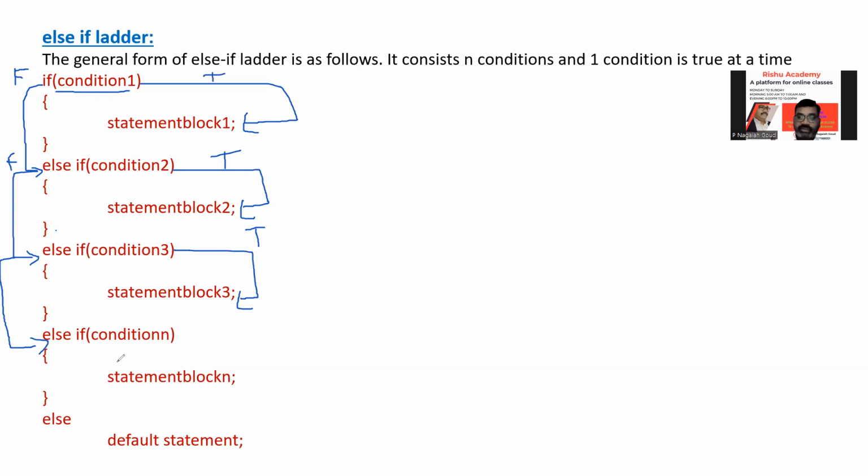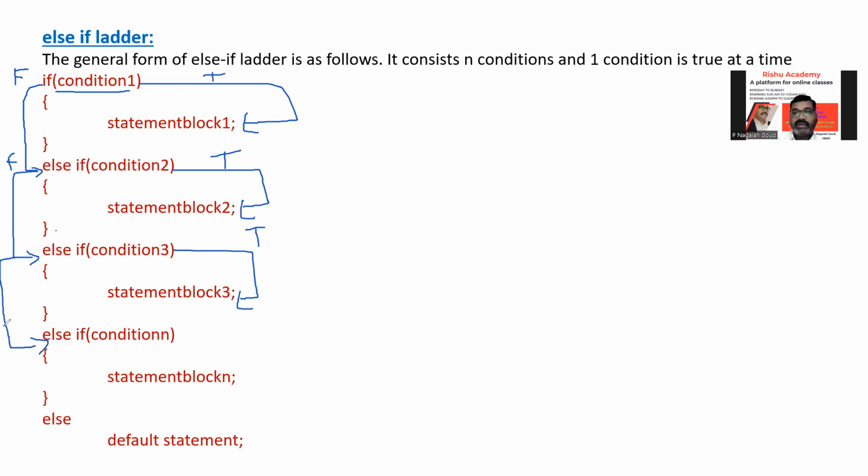If condition 1 is false, then only it moves to condition 2. If condition 2 is false, then only it moves to the next condition 3. Assume that condition 1 is true, then the corresponding statement block will be executed. Then control moves out of the else if ladder.